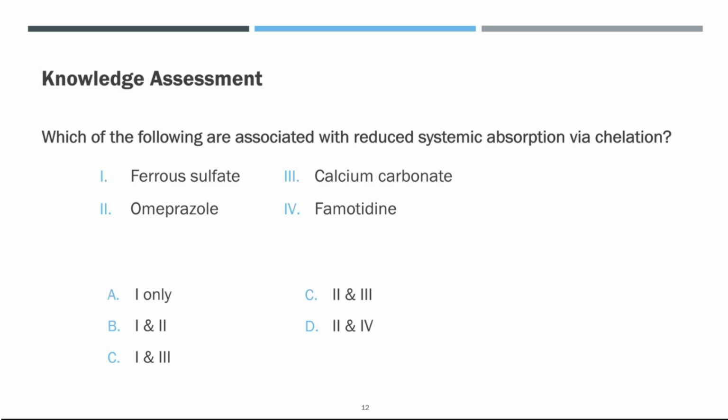It's not due to metal. All right, so I hear A. Well, A isn't like one only. All right, so the answer is C. So ferrous sulfate has iron, and calcium carbonate has calcium. So both have the metal cations that will bind to a medication and can cause reduced gastric absorption.